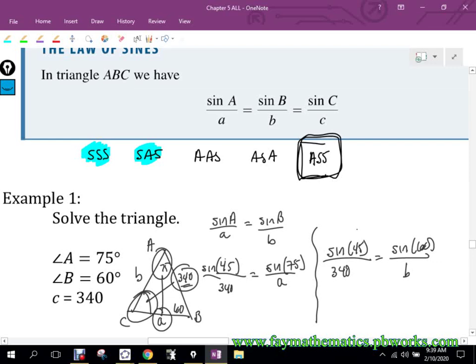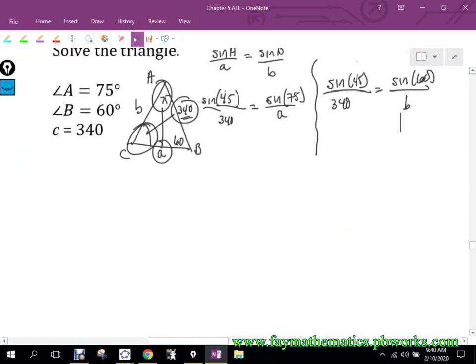So law of sines, if you're paying attention to the way it's structured, in one ratio, you're always going to be pairing an angle and a side that is opposite to it. Okay? An angle and a side that is opposite to it. Do both of those equations have only one variable? Yes. So let's cross multiply and figure out what our solutions are. If I cross multiply here, I get A sine of 45 is equal to 340 sine of 75, right?